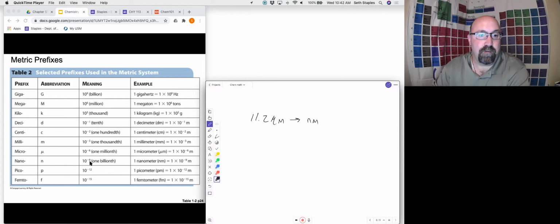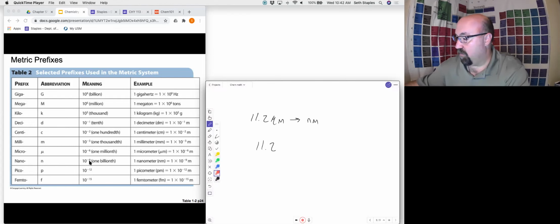And we can see that we're going from a larger measurement to a smaller measurement. So our number is going to get bigger, which means our decimal point, let me just rewrite it right here, has to move over to the right.